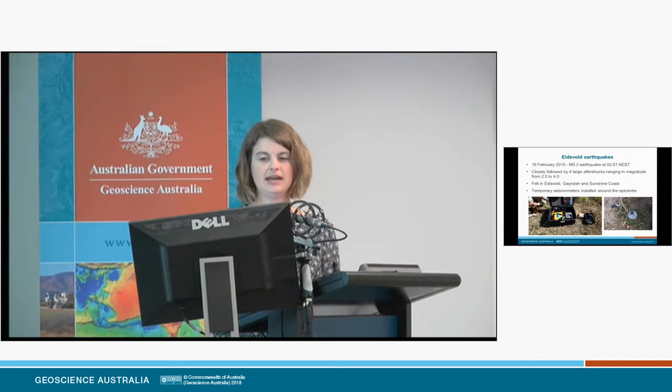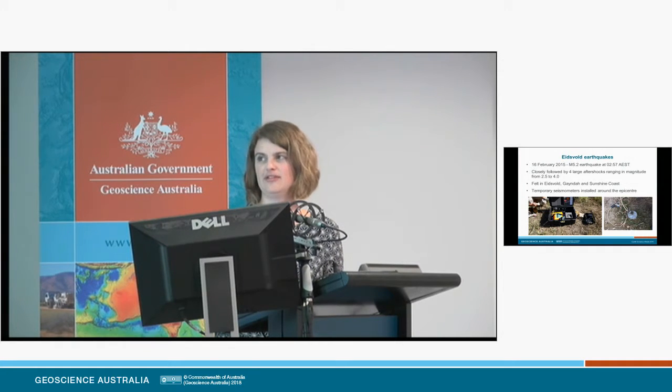So looking back to February in the Eidsvold earthquakes, the magnitude 5.2 earthquake, there were 4 large aftershocks after that event, which ranged from magnitude 2.5 to 4. It was very widely felt inland and in the coastal region as well. So Geoscience Australia scientists deployed some temporary seismometers around the epicentre of that earthquake, which was east of Eidsvold.